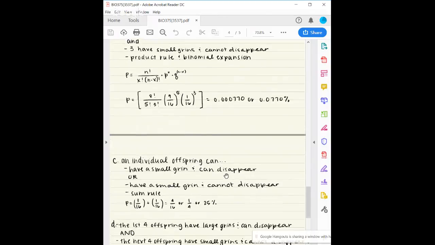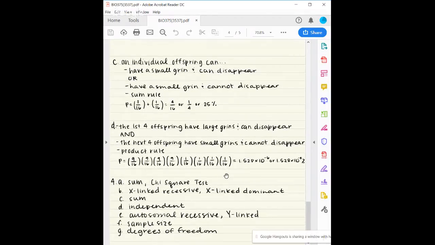And then for C, it's asking what is the probability that an individual offspring can have a small grin and can disappear, or have a small grin and cannot disappear. So first of all, we calculate the small grin and can disappear. So I did 1/4 times 3/4, and that was 0.1875. And then the small grin and cannot disappear was 1/4 times 1/4, and that was 0.0625. And when I added both those numbers, I got 25%.